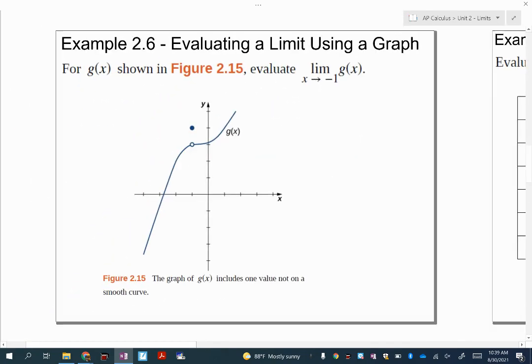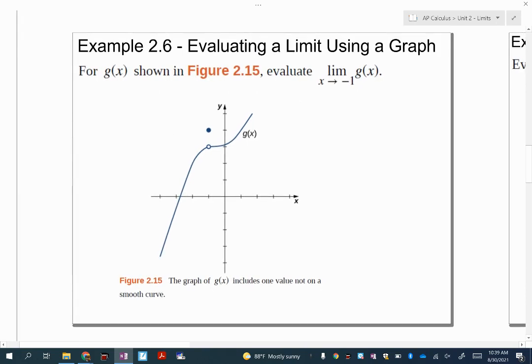All right, so now let's actually use a graph to help us find the limit here. It says, evaluate the limit as x approaches -1 of this function g of x. What I like to do is, if you look at it from the left and from the right, as x approaches -1, you'll notice that we're approaching this y value of 1, 2, and 3.